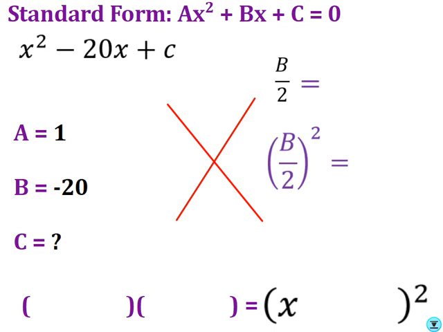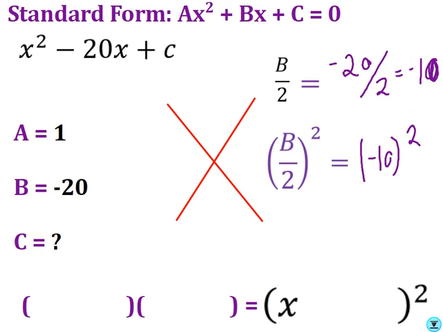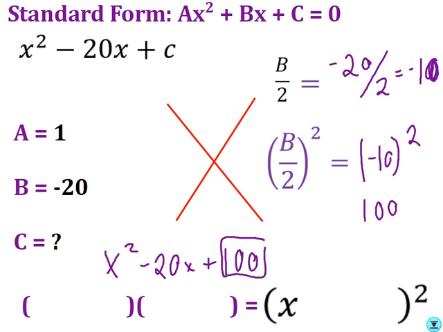So the value of b is negative 20, and divide that by 2 gives me negative 10. Then I want to take that value, negative 10, and square it. And that gives me 100. So now x squared minus 20x plus 100, so that is our value of c. We want to factor this and force it into this perfect square trinomial, which will work out really nicely.